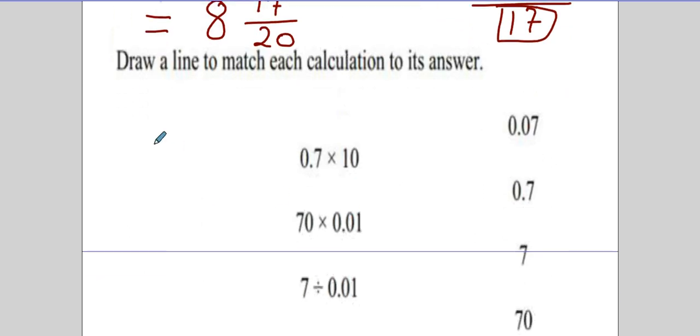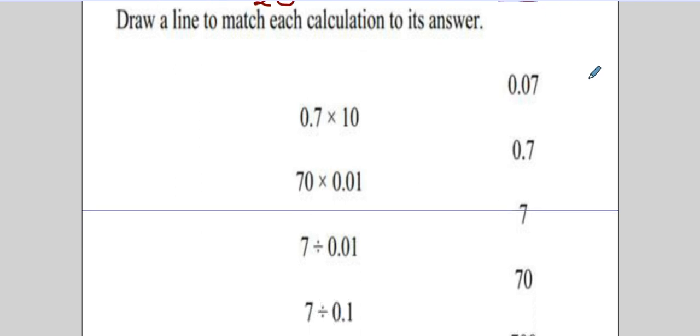Draw a line to match each calculation to its answer. Okay, I guess you can do this without using a calculator. 0.7 times 10. Just put the numbers next to each other like so. Ignore the decimal point. Count one number from the right. Put a decimal point over here, so this will cancel. And the answer over here is 7. Okay, so do we have 7 here? Yes, we have 7 here. So that will go like that.